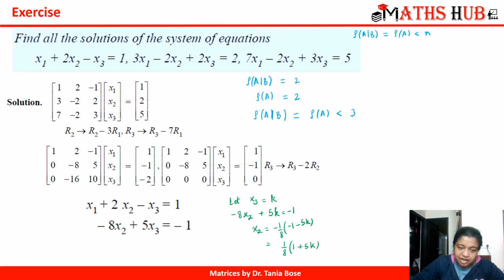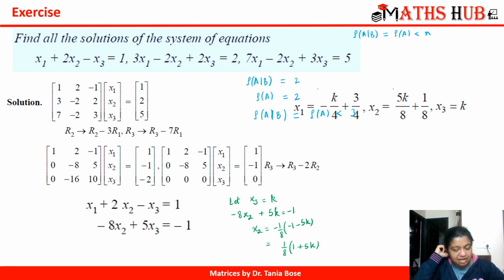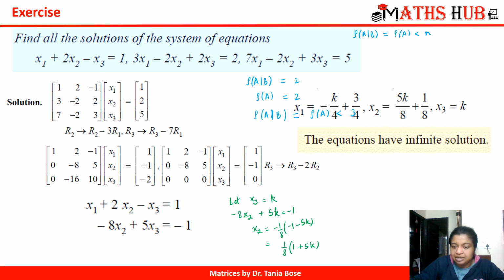When you substitute x2 and x3 in the first equation, you'll get the value of x1. So we get x1 = -k/4 + 3/4, x2 = 5k/8 + 1/8, and x3 = k. You can see that all these variables are dependent on k. On giving different values to k, you'll get different solutions. That is why the system has infinitely many solutions. I hope this is clear.